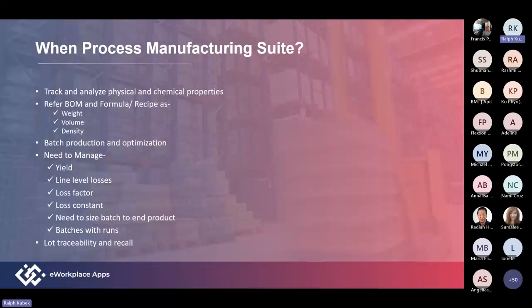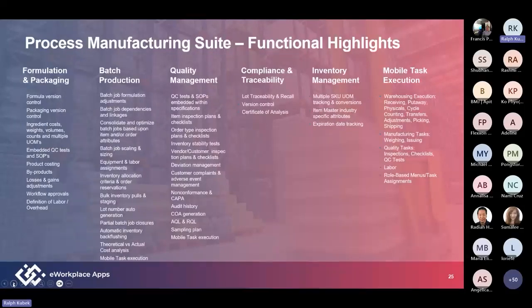I have line losses. I have constant losses. Also, we need to be able to size the batch because of different material. And like we talked about in the quality piece, recall and traceability is very important. Here's a myriad of the major functionality items that are within the system.